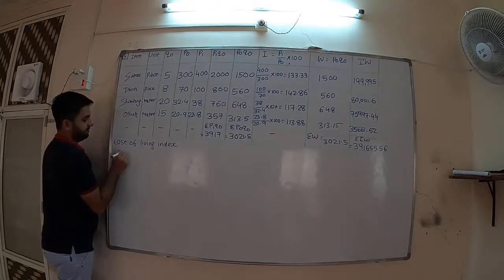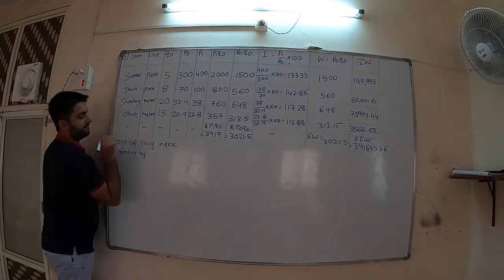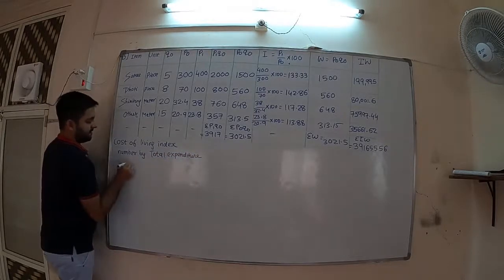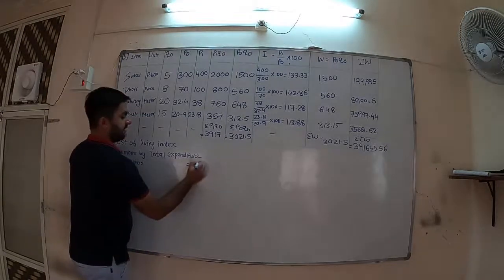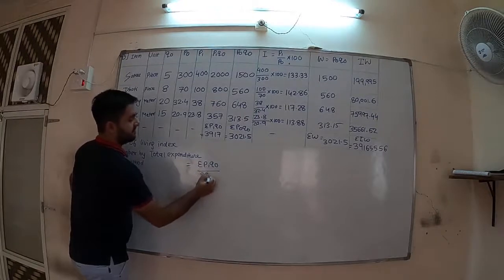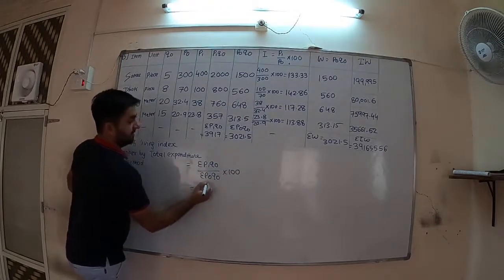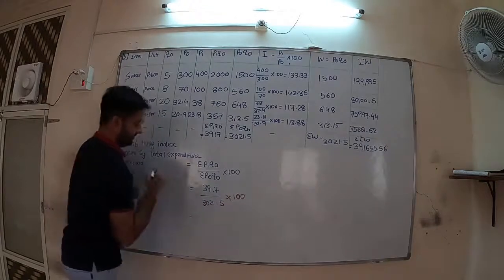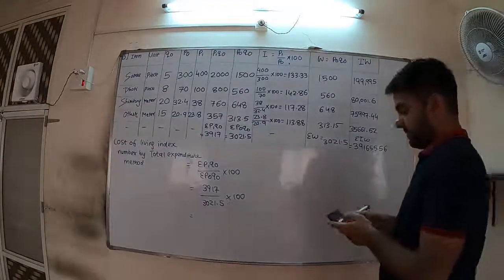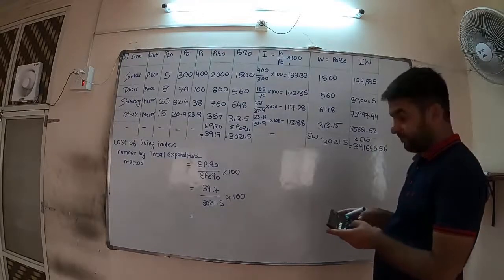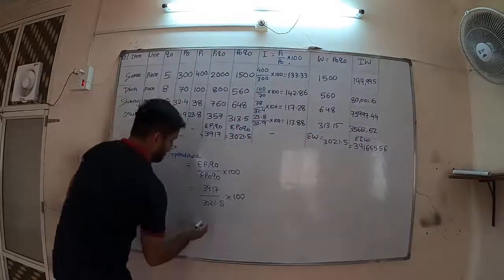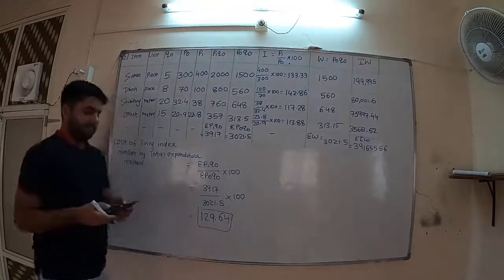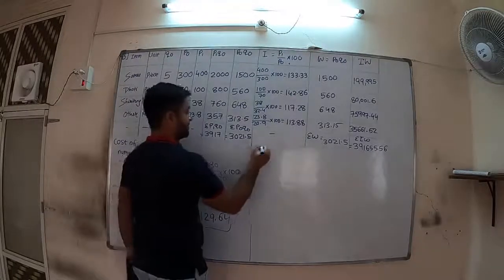Now the cost of living index number by total expenditure method is equal to sigma P1 Q0 divided by sigma P0 Q0 multiply 100. 3917 divided by 3021.5 multiply 100 is 129.64. So there is a minor change in this answer.